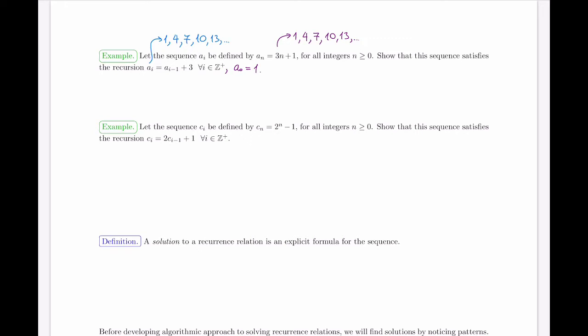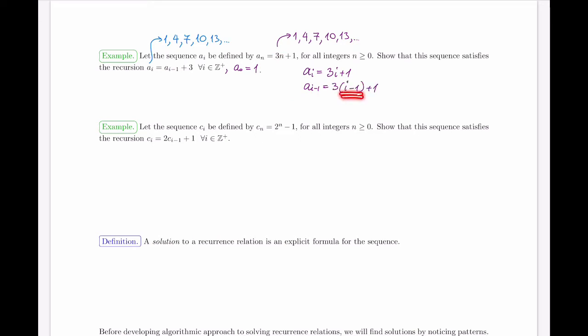Now, because this is going to be quite a bit of actual calculation, let me first write those out. So a_i and a_{i-1}. What are these terms according to my explicit formula? Notice that I just have to match up the subscripts. a_i means that I'm replacing n with i, so a_i is going to be 3i plus 1. a_{i-1} means I'm replacing n with i minus 1, so a_{i-1} will be 3 times (i minus 1) plus 1.